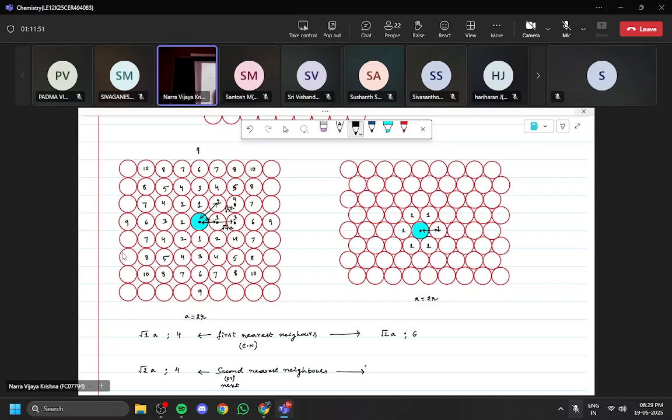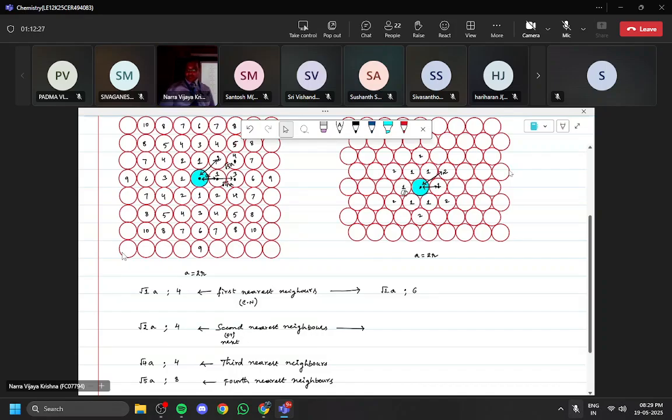Now tell me the number of second nearest neighbors. This is the first nearest neighbor. Who is the second nearest neighbor? Whether this is the second nearest neighbor or not. Diagonally. Right? Then this is also second, second, second, second, second. Respond, sir. This is the first nearest neighbor. First nearest neighbor means diagonally. Is it the second nearest neighbor or not? At what distance? Root 3a.